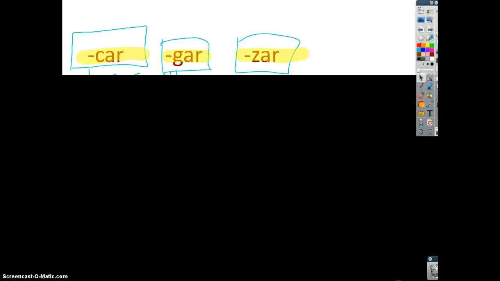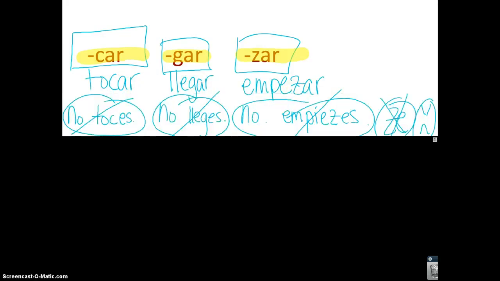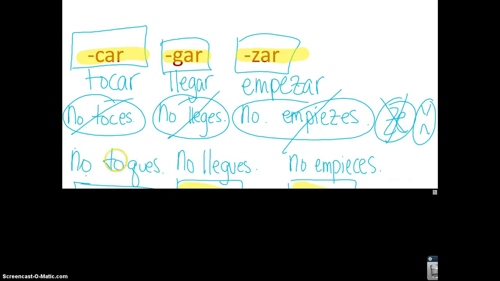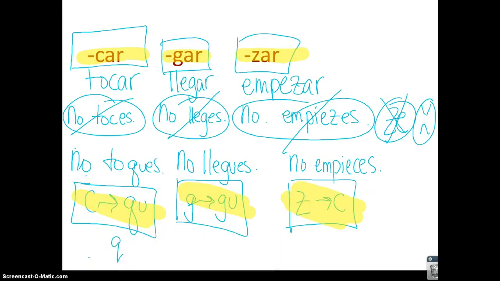What else do we need to be aware of? Car, gar, and zar verbs. You guys know the deal with these. They need a spelling change. Tocar, llegar, and empezar are examples. You don't want it to be no toses, no llegues, and you can't ze in Spanish. That's my angry face. That's what it makes me if I see that. So what do you need? You need to be no toques, no llegues, no empieces. So car verbs change C to QU, gar verbs change G to GU, zar verbs change Z to C.